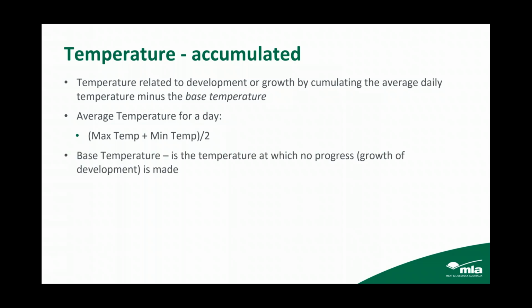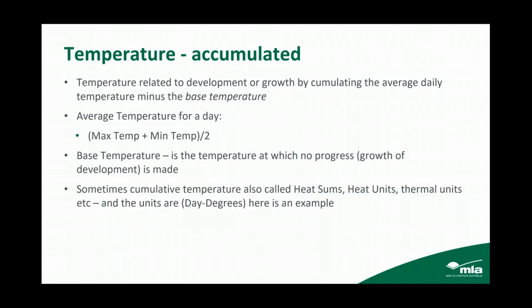The base temperature is the temperature at which no progress in terms of growth or development or whatever we're examining is made. So in other words, if growth completely and utterly stops at 3 degrees Celsius, then 3 degrees Celsius is the base temperature. And sometimes this cumulative temperature, which I'm just going to show you an example of over the page, is also called a heat sum or a heat unit or a thermal unit, and it's expressed as day degrees.